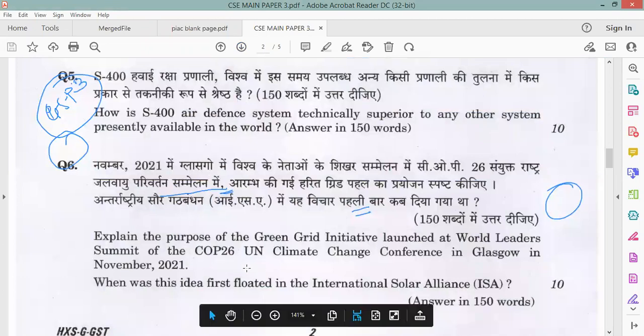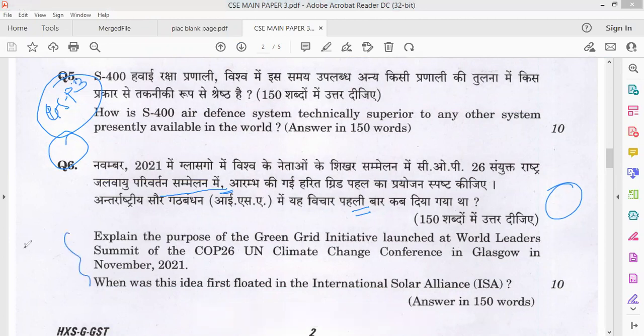Okay, now see here again, as I told you, the climate is there. Explain, this is related to pollution, paper 3, that is the environmental topic. Okay, this question is related to environment. Explain the purpose of green grid initiatives launched at World Leader Summit in COP26 UN Climate Change Conference in Glasgow in 2021.